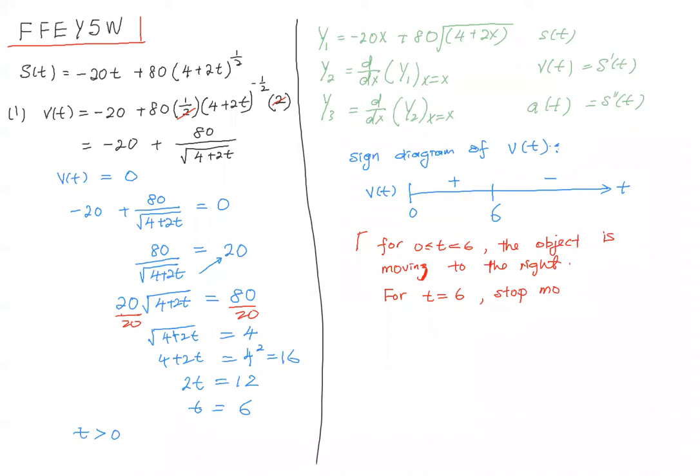Yeah, stop moving, but you only stop for a while, correct? So we can use the word momentary, at rest. At t equal to 6, the object is momentarily at rest. Or another word, you all must have seen the question, instantaneous rest also can.